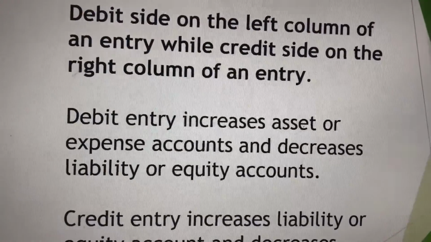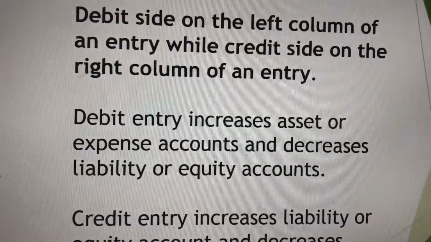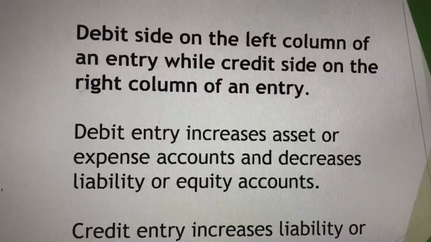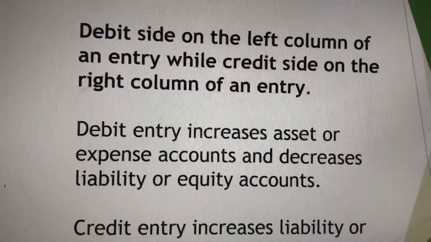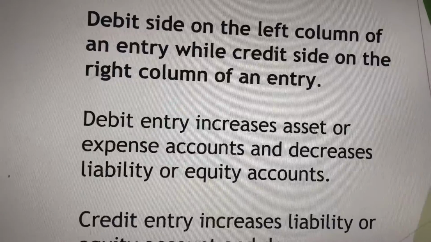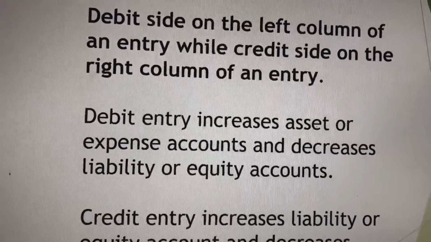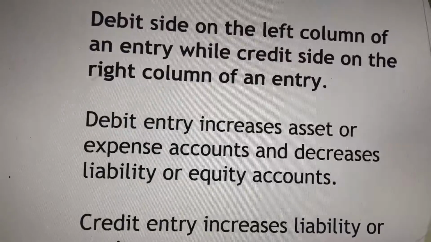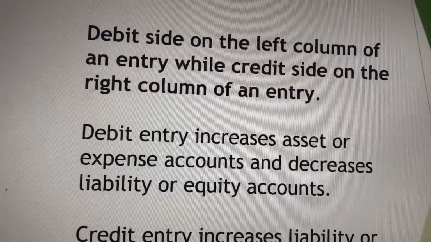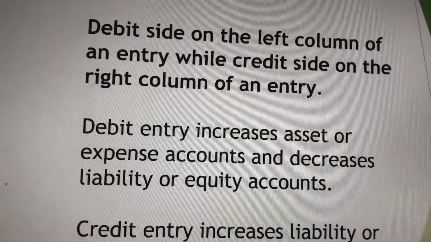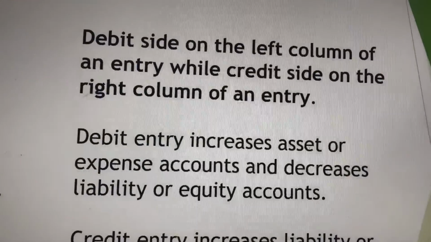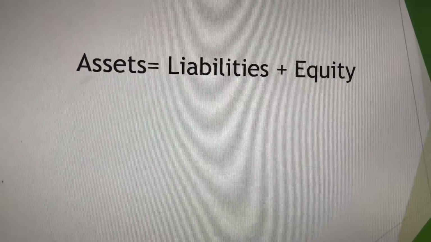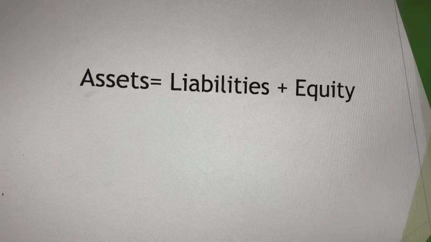So a debit entry increases the assets and the expense, while the liability and equity accounts are decreased. Then when we do a credit entry, the liability and equity accounts are increased, while the debits, the expense and the asset entry are decreased. So the basic principle is this: assets equal liability plus equity.